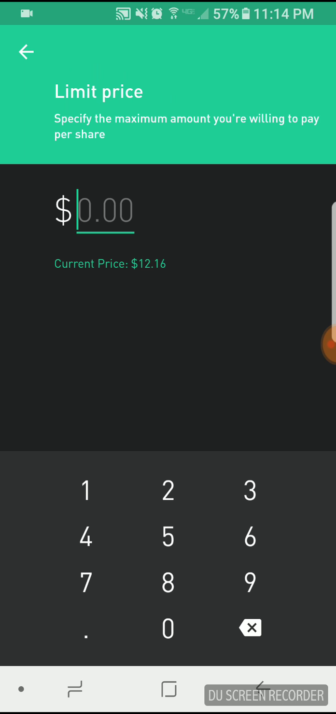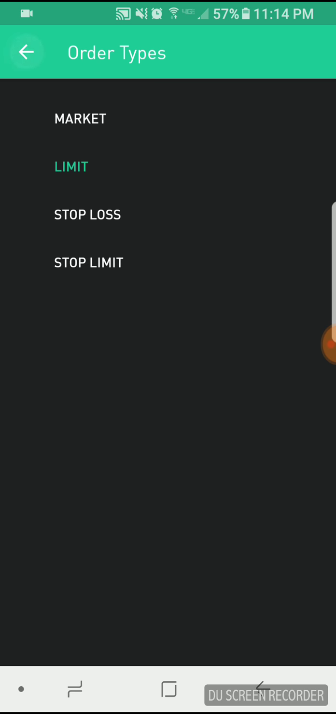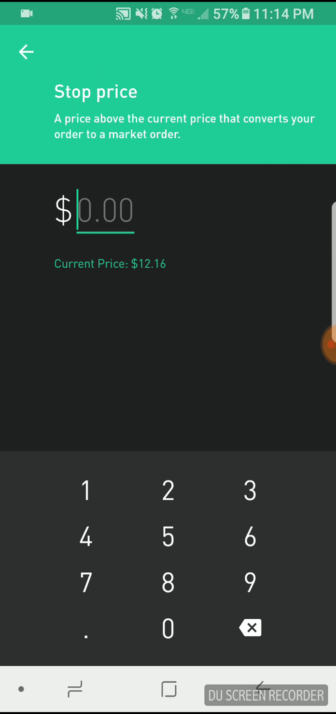There's also limits, which you can set the price you want to pay, very common. Stop loss and stop limit as well, which can determine how much you want to pay and how much you want to sell at to maximize the amount of profits that you may or may not have.